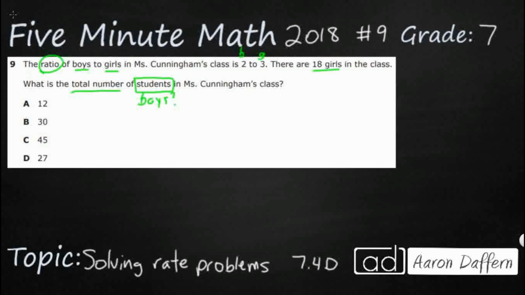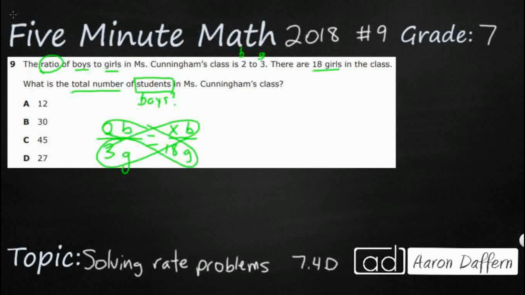So we've got this ratio of 2 boys to 3 girls. And then it says there are a total of 18 girls in the class. So what we're setting up is a very basic proportion. Our girls are going to be our denominator. And so I'm looking for boys right here. I'm just going to make that X right there because I'm going to need that for my total number of students. So let's just do a little cross multiplication here because we know that those are equal.